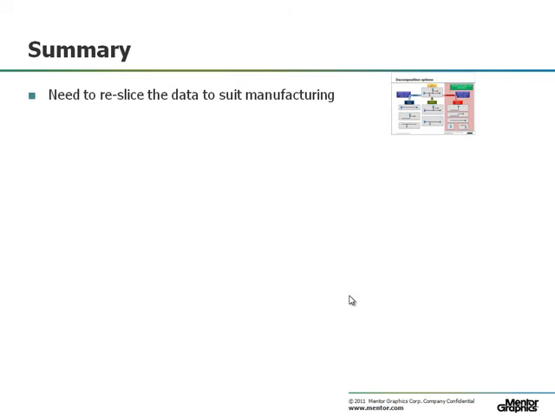So that completes the demonstrations for today. So now let's summarize. First off, I explained the need to reslice the data to suit manufacturing. Here we were talking about the fact that irrespective of whether the harness has been designed as functional modules, derivatives or just single harnesses, the harness maker has their own reasons for decomposing the harness into different structures to suit the manufacturing facility.